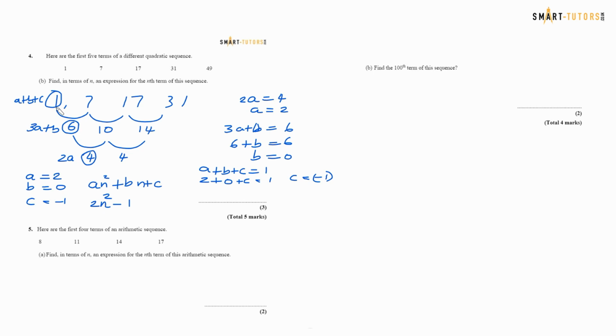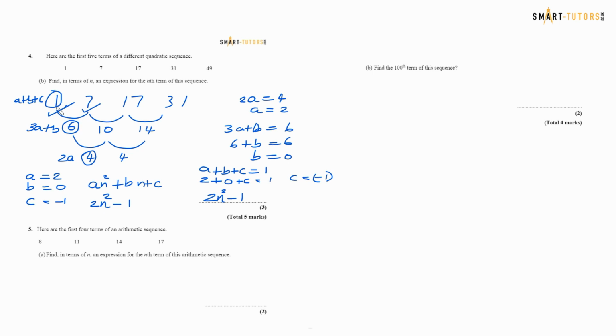So if we substitute n equals 1, 1 squared is 1, 1 times 2 is 2, take away 1 is the first term coming. 2 squared is 4, 4 times 2 is 8, take away 1 is 7, also coming. So the answer is correct. So 2n squared minus 1.